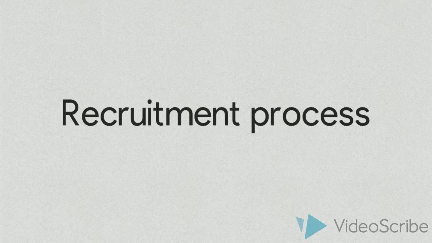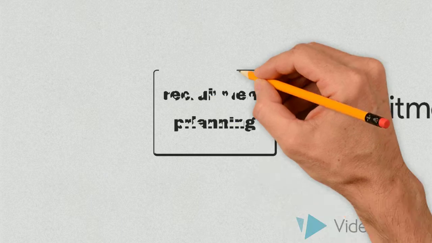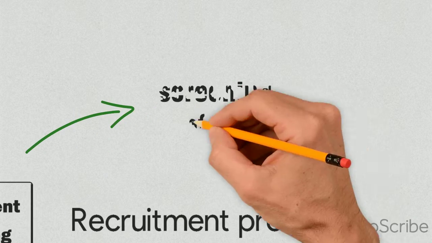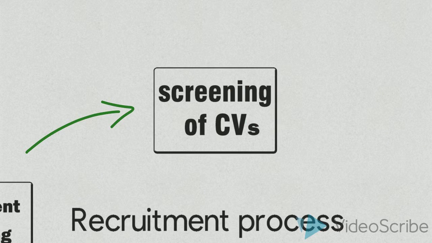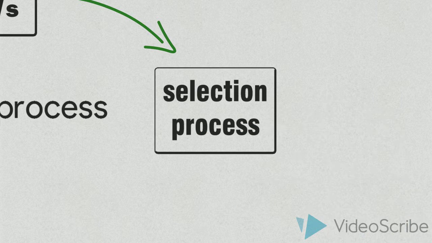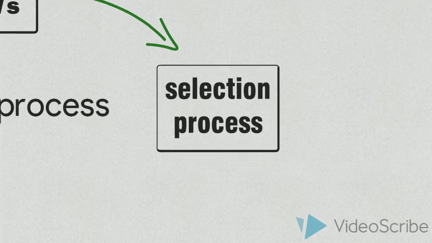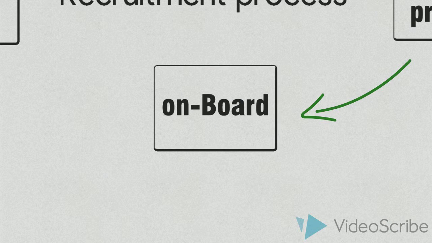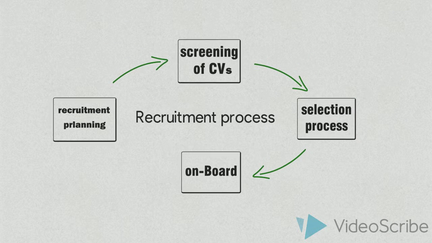The recruitment process consists of 4 stages, which are recruitment planning, screening of CVs, the selection process, which is divided into 2 steps, and the last stage of the recruitment process, inviting the successful candidate on board the company. Let's talk about recruitment planning.